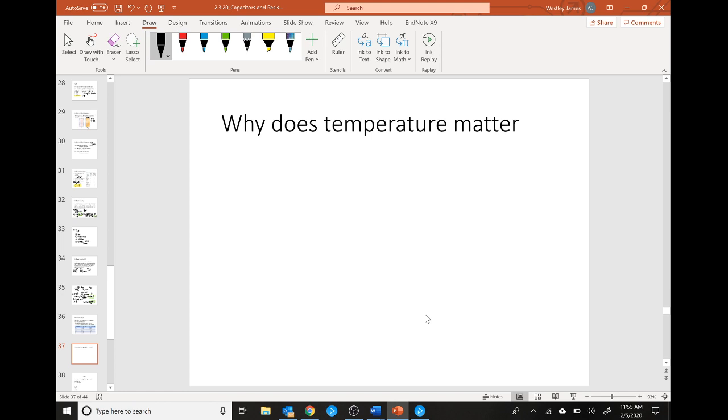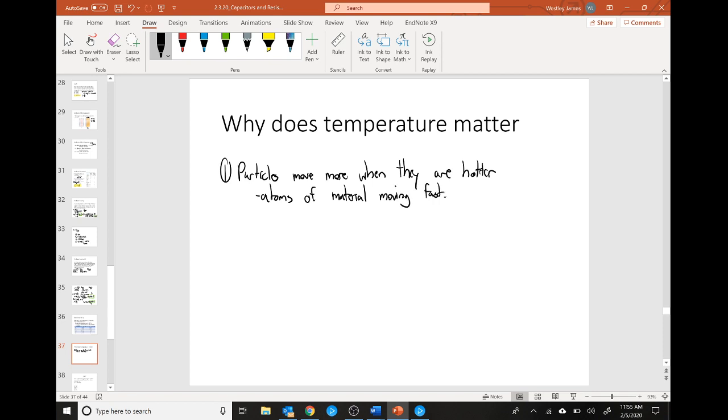Alright, let's hear some ideas. I'm just going to jot them all down. I'm not going to tell you whether they're right or not. We're just going to write them down and then think through them. Yep? Because particles move more when they're hotter. Okay, so which ones are going to be moving more? You think the electrons or the atoms in the material? I heard someone say atoms, so I'm just going to write that down. Atoms of material moving faster.